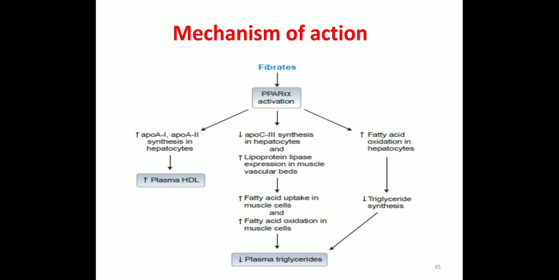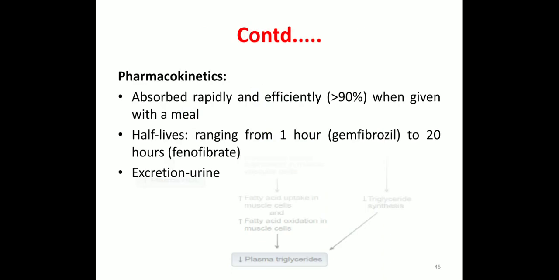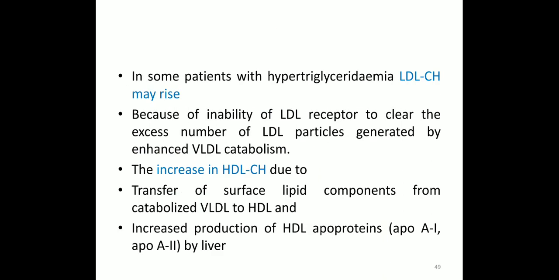As we can see in this flow chart, fibrates act on the PPAR alpha receptor and ultimately activate lipoprotein lipase, decreasing plasma triglyceride and increasing plasma HDL. So this is the mechanism of action. Pharmacokinetics include rapid and efficient absorption, about 90% bioavailability, half-lives from 1 hour to 20 hours, and excretion in urine. In some patients with hypertriglyceridemia, LDL cholesterol may rise.